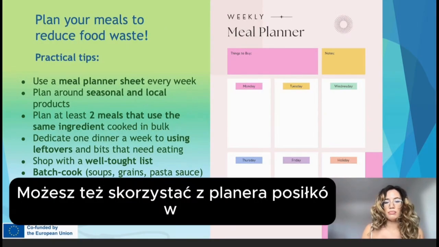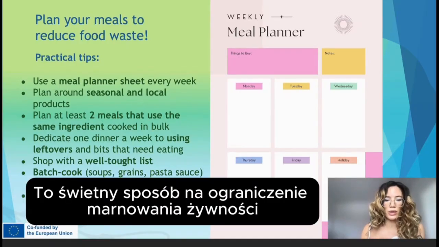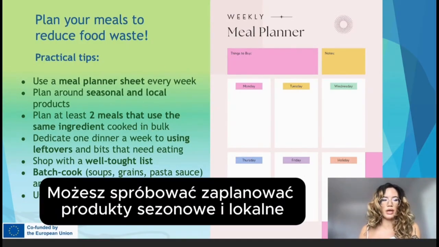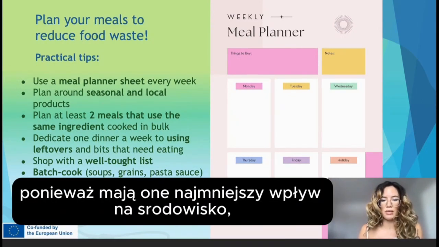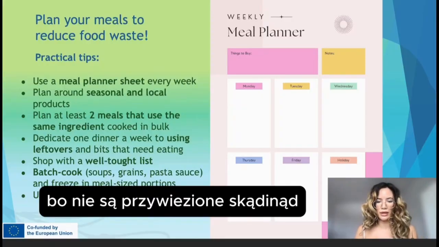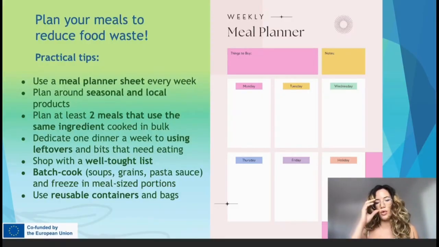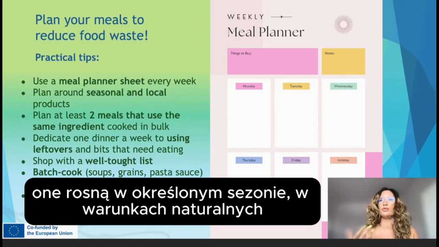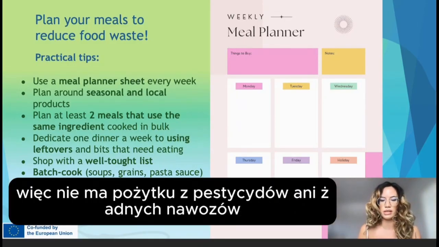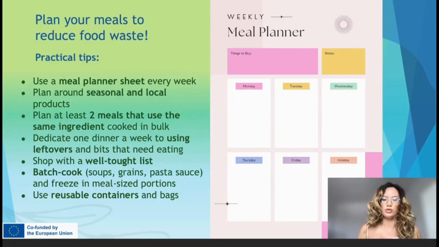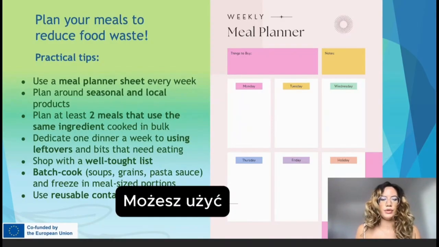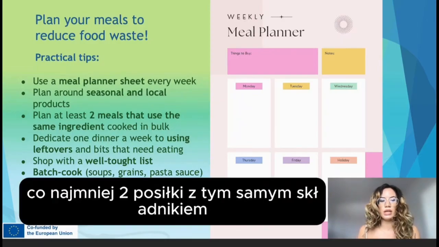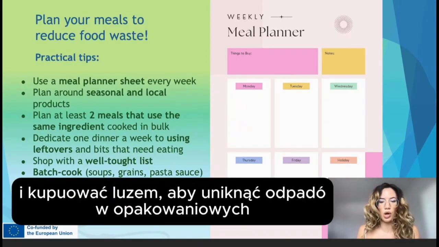You can also use a meal planner. This is a great way to reduce food waste. You can try to plan around seasonal and local products, as these have the least impact. They are not brought in from somewhere else, so there's no transportation, and they're grown in soil that is meant for them to grow in a certain season, so there's no use for pesticides or any fertilizers to make these products grow faster. You can use at least 2 meals that use the same ingredient and buy it in bulk, so avoid some packaging waste.